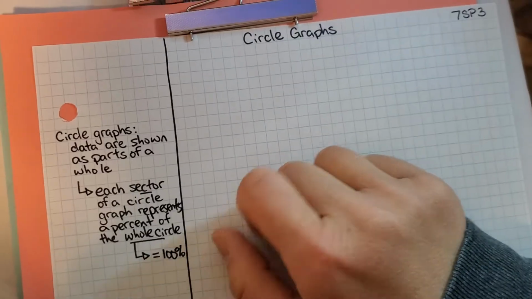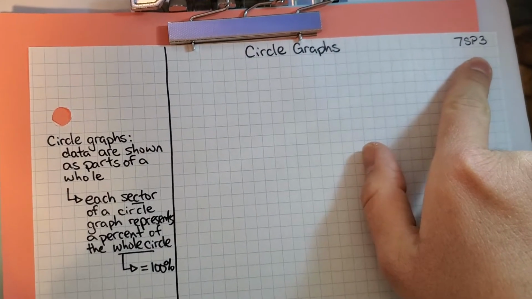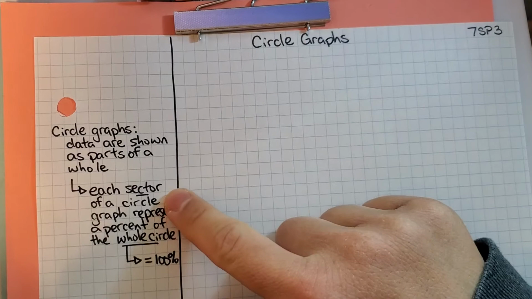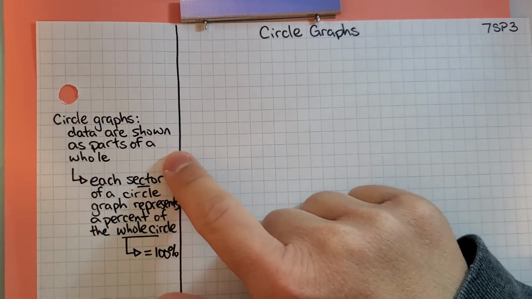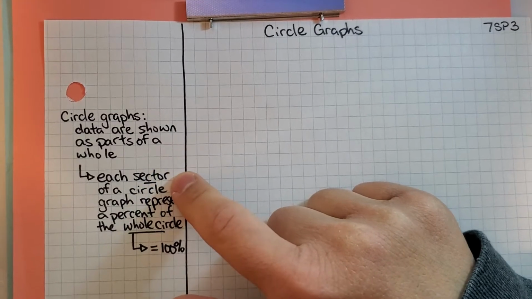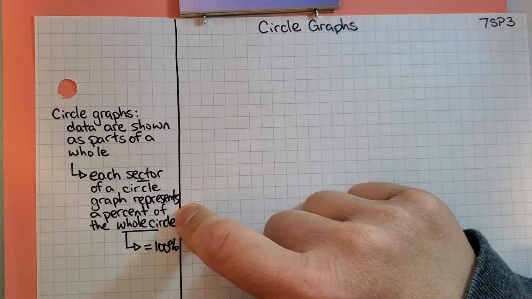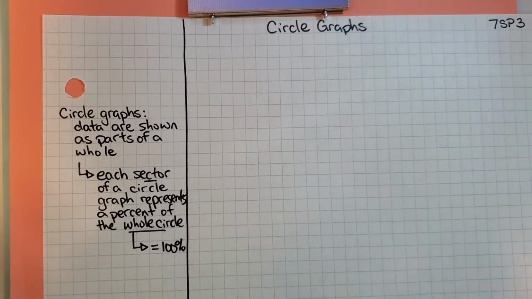All right, so now we're going to look at circle graphs. Circle graphs is in statistics and probability. It's our third outcome. And circle graphs are like the pie charts. They are when data are shown as parts of a whole, where each sector or each pie piece of a circle graph represents a percent of the whole circle, with the whole circle being 100%.